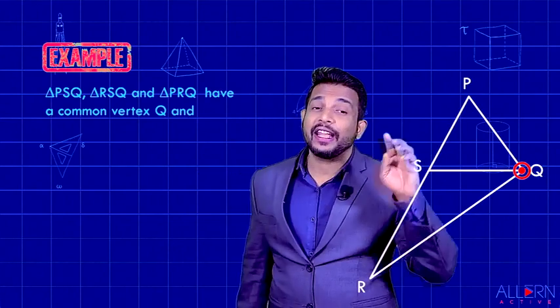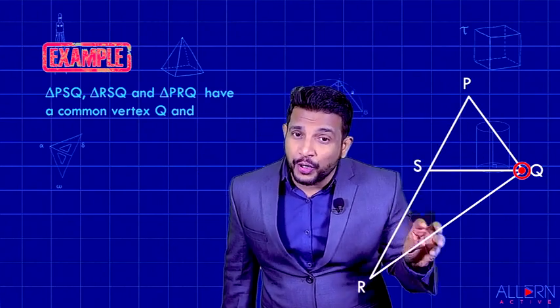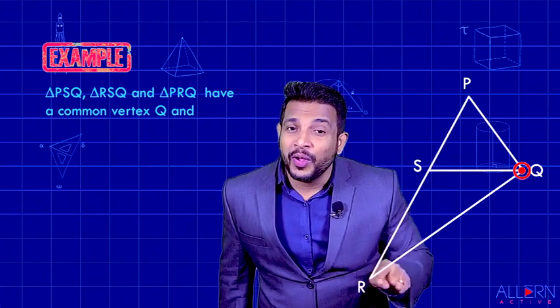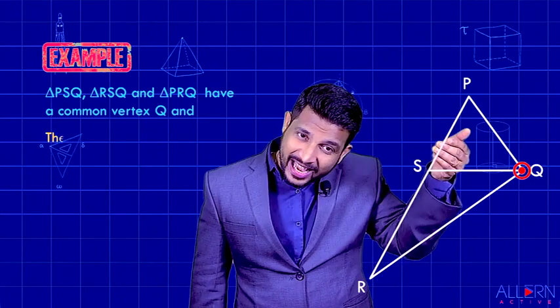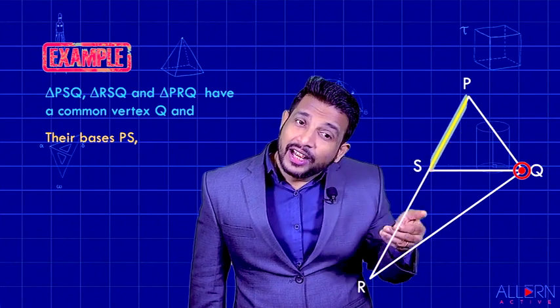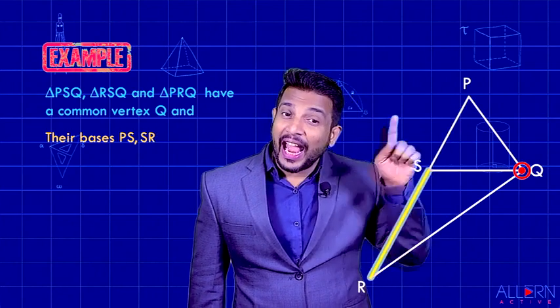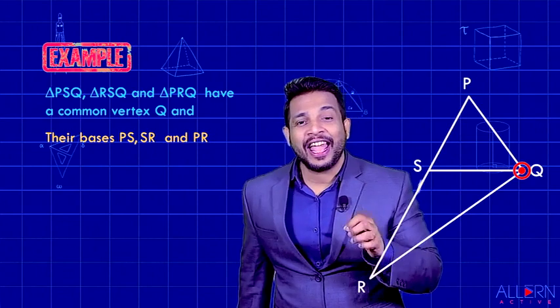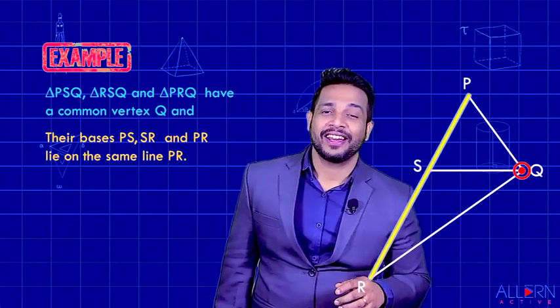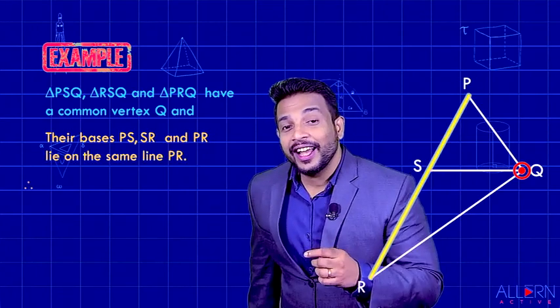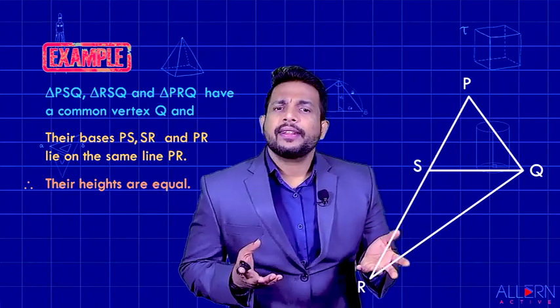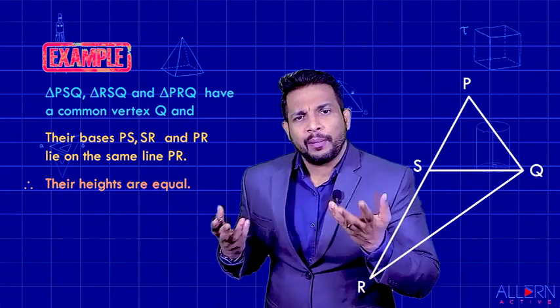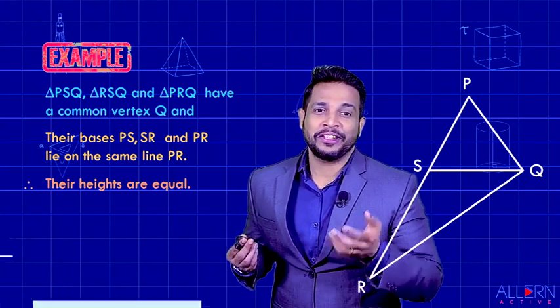So we'll write here: triangle PSQ, triangle RSQ and triangle PRQ have a common vertex Q and their bases, now write the bases, PS, SR and PR lie on the same line, PR. Therefore, we know that their heights are equal. That's the way we present it. And once their heights are equal, we can use the property area upon area is equal to base upon base. Now it's so easy.